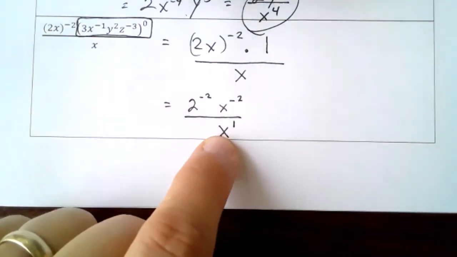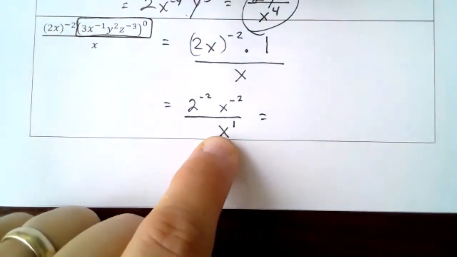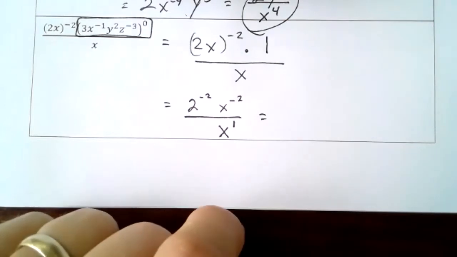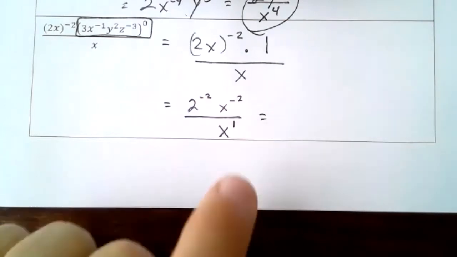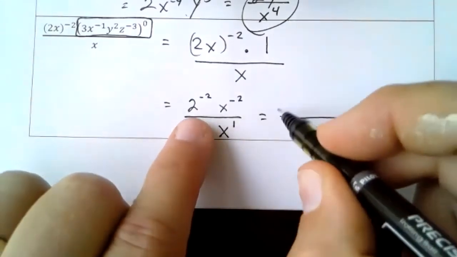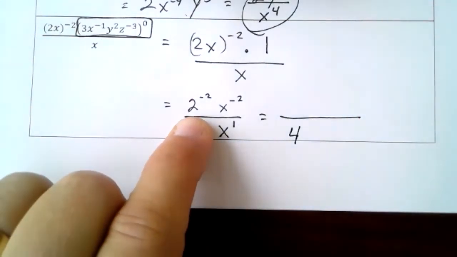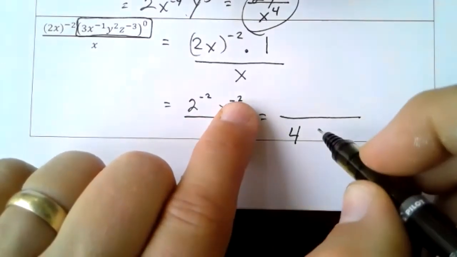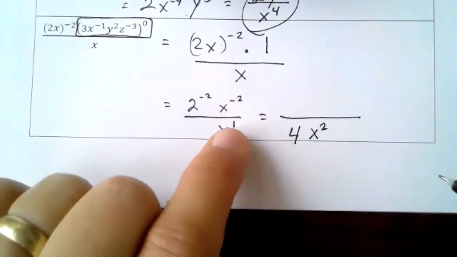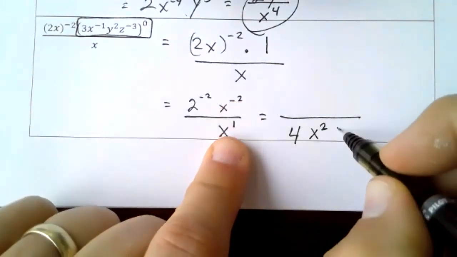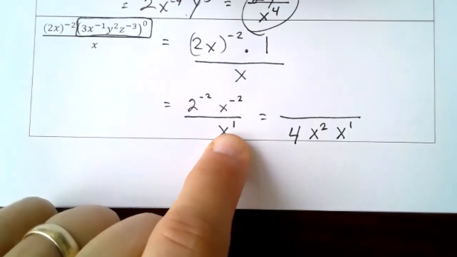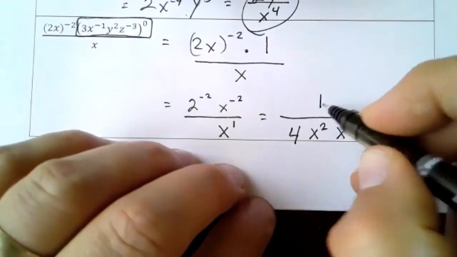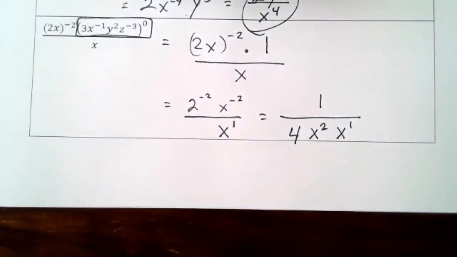So now all we have to do, let me show you a little trick of the trade here, okay? So we've got 2 to the 2 power. You know what that is. That's 4, right? But this is a negative. So that means it's not 4 here. It's going to be 4 down here, all right? X to the negative 2 power, that becomes x to the 2 power on the bottom. And look what we got on the bottom already. X to the 1 power. And then look at what's left on top. Both of these things move down because they were negative exponents. So there's going to be a 1 on top, just like the reciprocal rule.